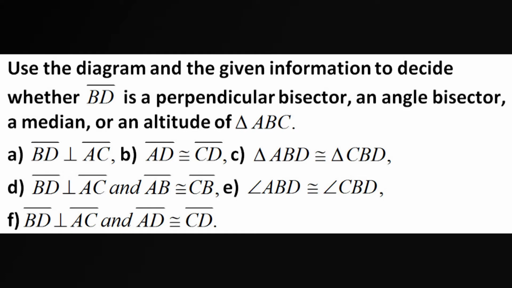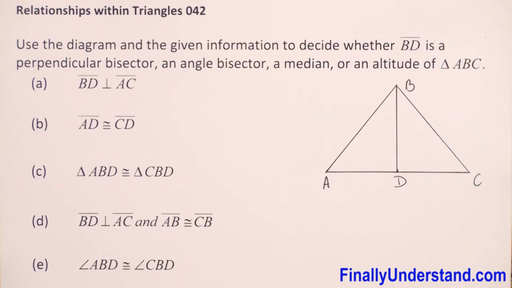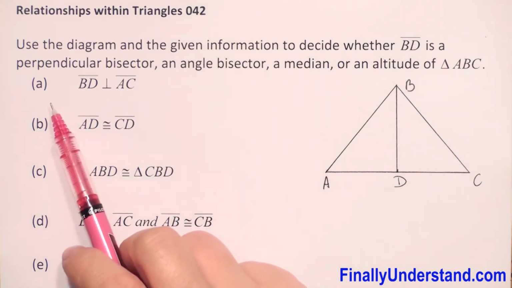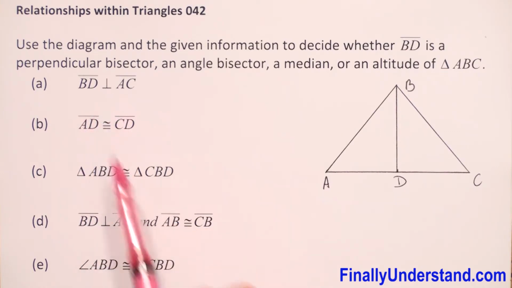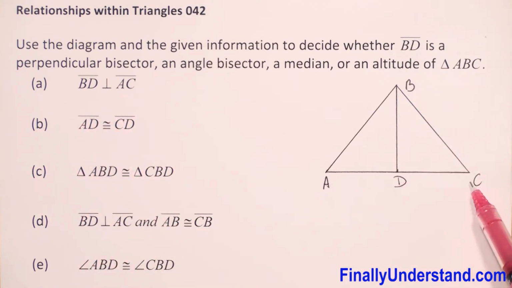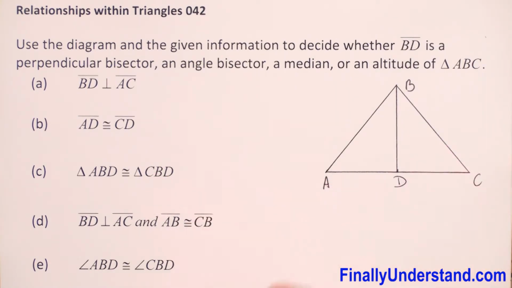Use the diagram and given information to decide whether segment BD is a perpendicular bisector, an angle bisector, a median, or an altitude of triangle ABC. In the first question, we are given that segment BD is perpendicular to segment AC. I will use different colors to solve every problem.